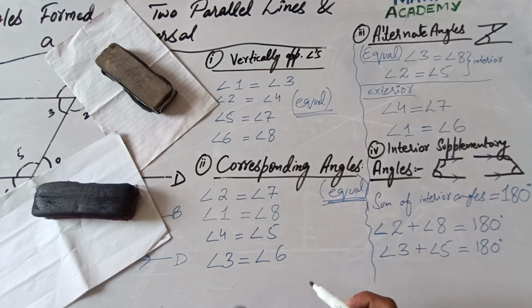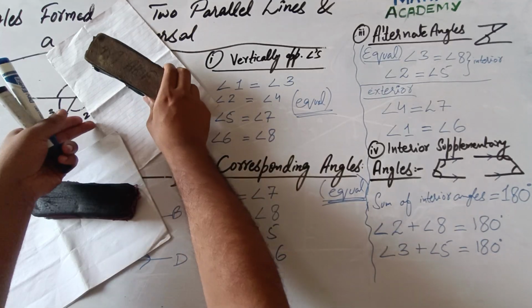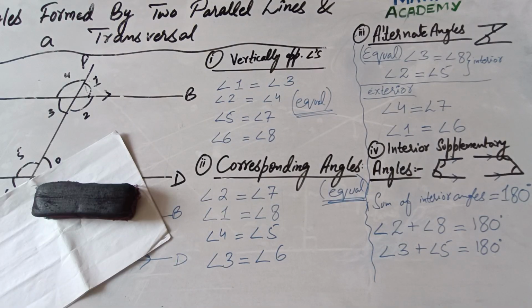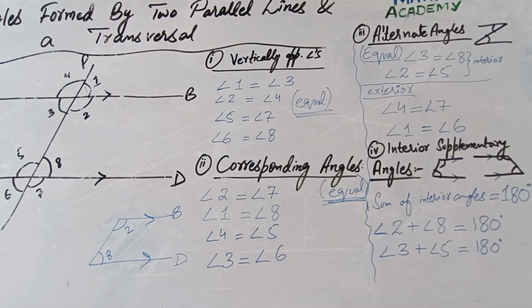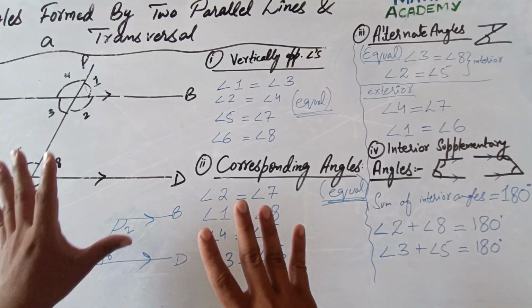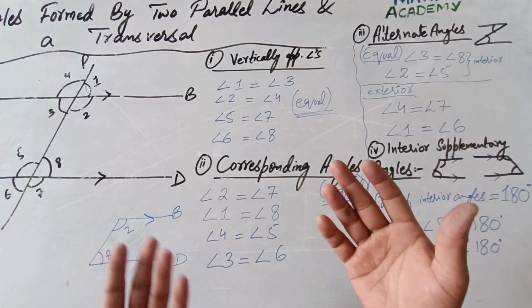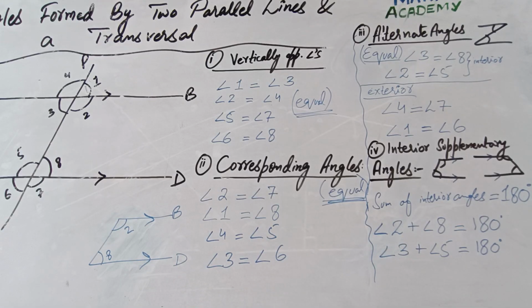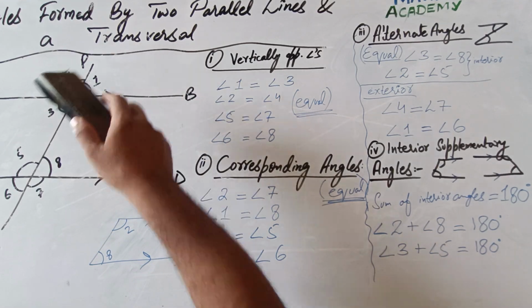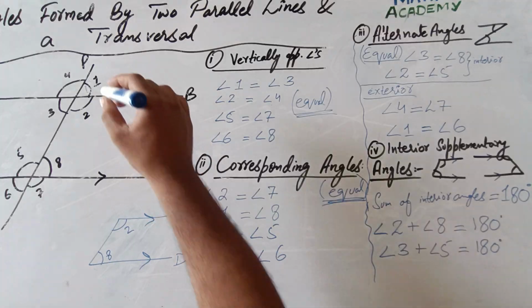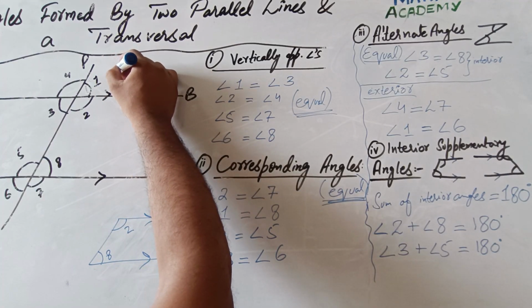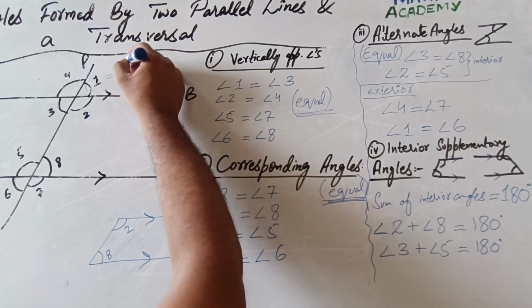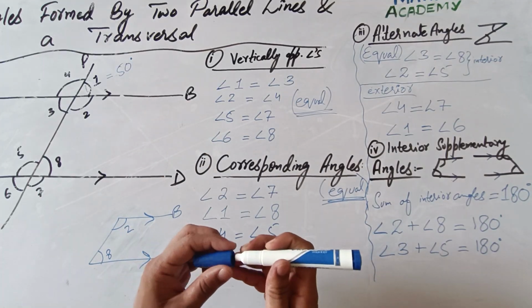So these are the only properties which we have discussed. Now we will apply those properties in the problems. If we know only one angle out of all 8 angles, we can find out the size of all the 8 angles. Now let's do some activity and let's start with it. For example, if the size of angle 1 is equal to 50 degrees.